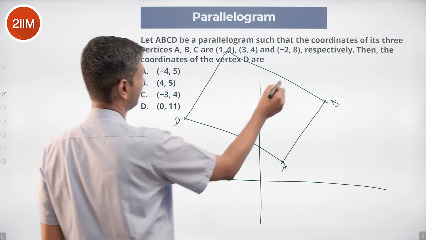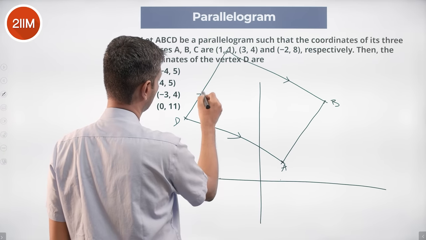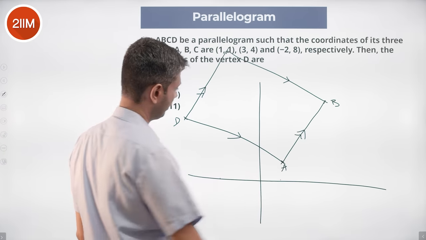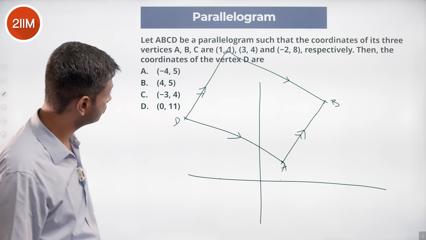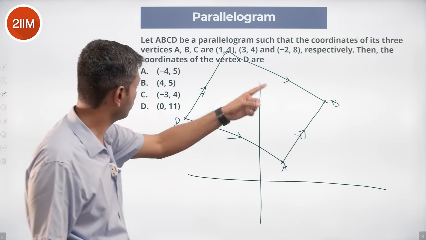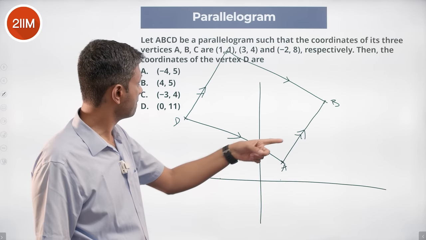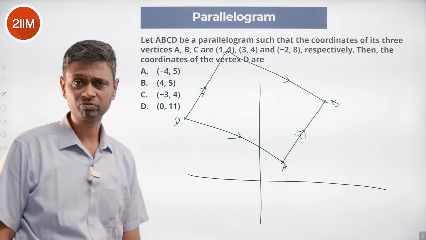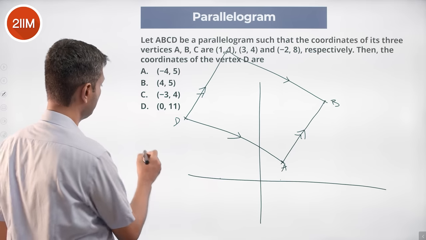We know these two lines are parallel. We know these two lines are parallel. So find the slope of AB and BC. AB slope should be the same as CD. BC slope should be the same as AD. Let's find the slope of AB.